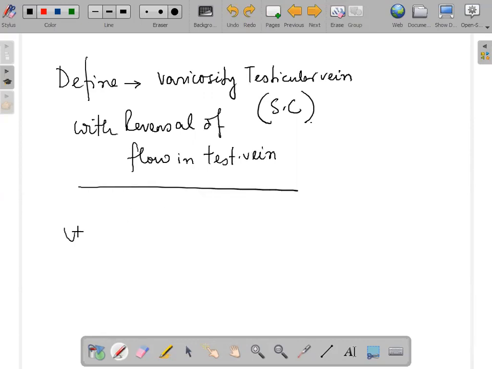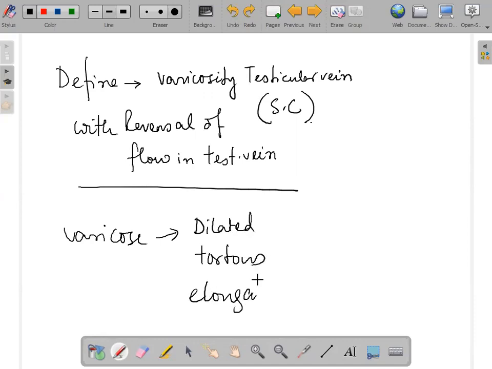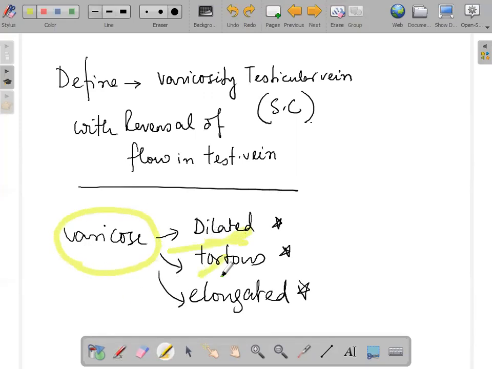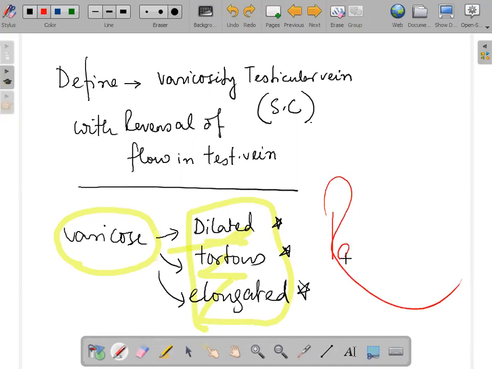Now, talking about the word varicose means, as you know from your class on varicose veins, dilated veins, tortuous veins, elongated veins are the three things. So dilated veins, tortuous veins, elongated veins are the three things that you should know about what is a varicose vein. Now, what is most important in all varicose veins is reversal of the flow.